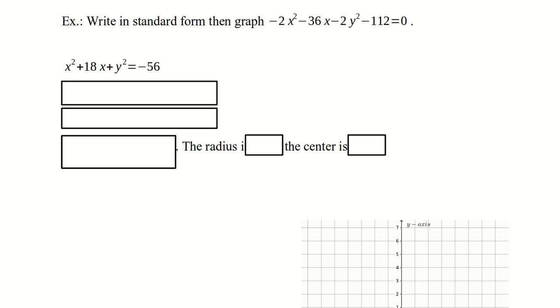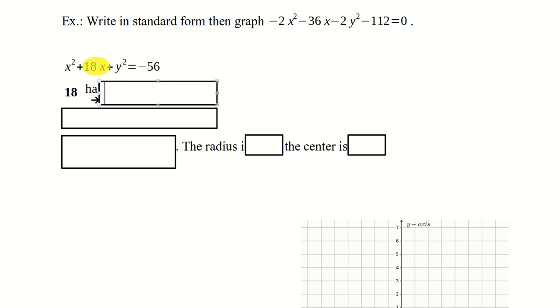Negative 56 has nothing to do with r. Now take a look at the y squared. Notice that it's already a square. I can tell you what k is right now. It's 0, because I could write inside of parentheses y minus 0 quantity squared. The 18x tells me that I have to complete the square on x. So let's go through and do that.